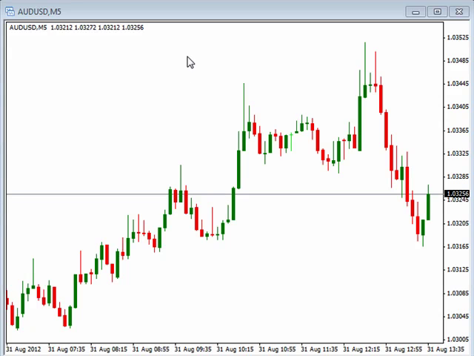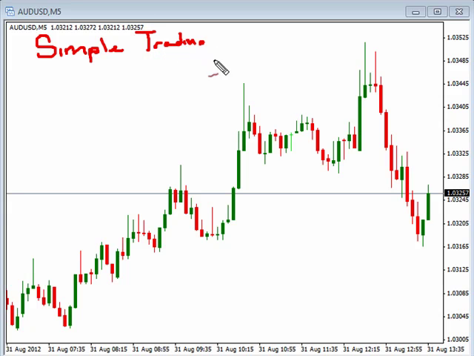Now, I want to just spend a few minutes here reviewing the simple trading method. The simple trading method, which is exactly that, simple. Or sometimes we'll abbreviate it, the STM.